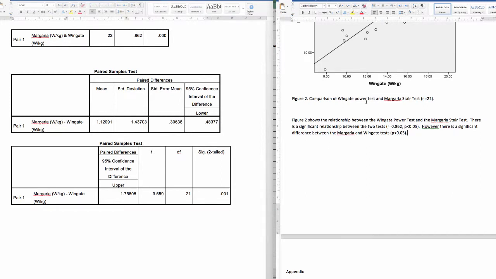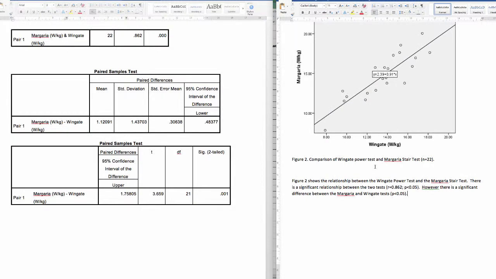So you can use one compared to the other. You can use the Margarita instead of the Wingate, and you will be able to rank people that participate as to who's the best and so on. However, they don't measure exactly the same value, so you just have to take that into consideration. So there's the results section.